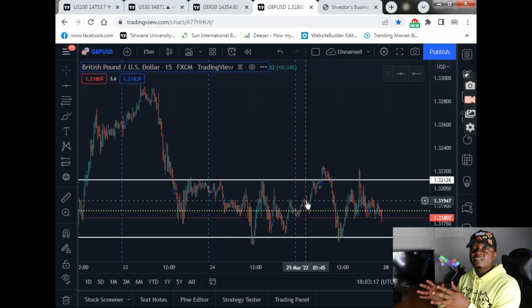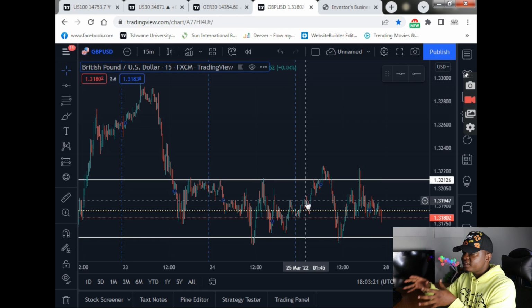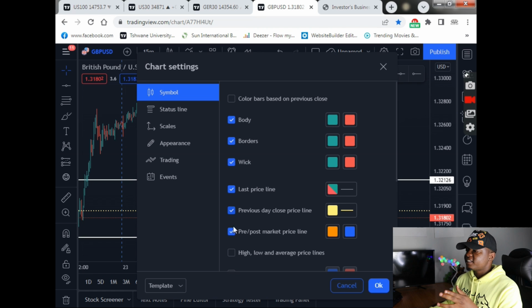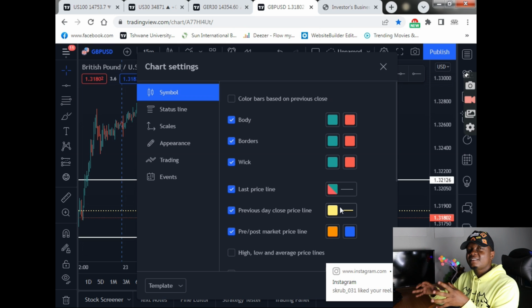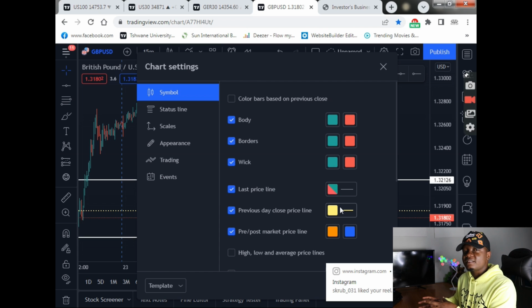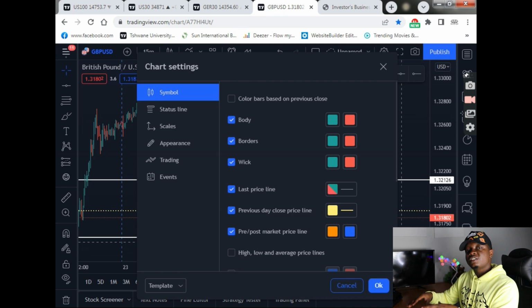So the best thing about TradingView is that you can actually detect the intraday automatically with this app, right? You can go to the settings and click the previous day close price line. Once you click this one, you can also customize it to the color you want. Once you click it, it will automatically detect the intraday for you for the current day, right? So it means that when this day closes, the next day it's going to detect the new intraday for you.